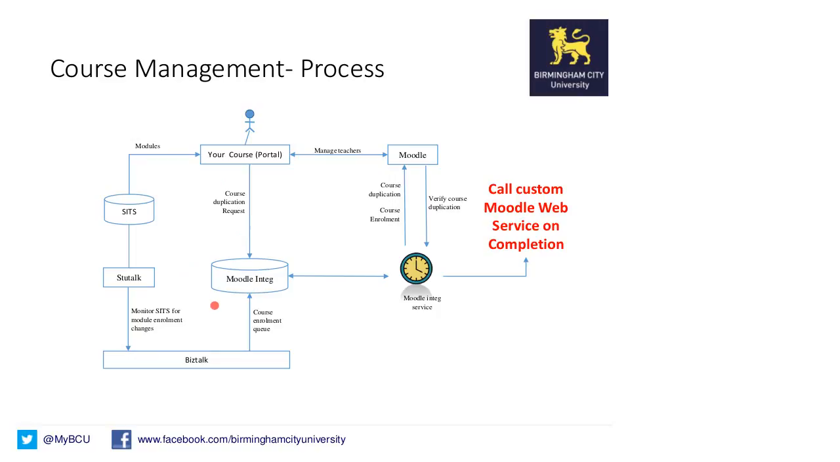And the other thing it's going to do is enroll students. So we have a course enrollment queue, so all the students get enrolled as well, and this is scheduled here. So all these jobs are scheduled up, and we duplicate the course, and it verifies course completion. It enrolls all the students automatically on the Moodle course.